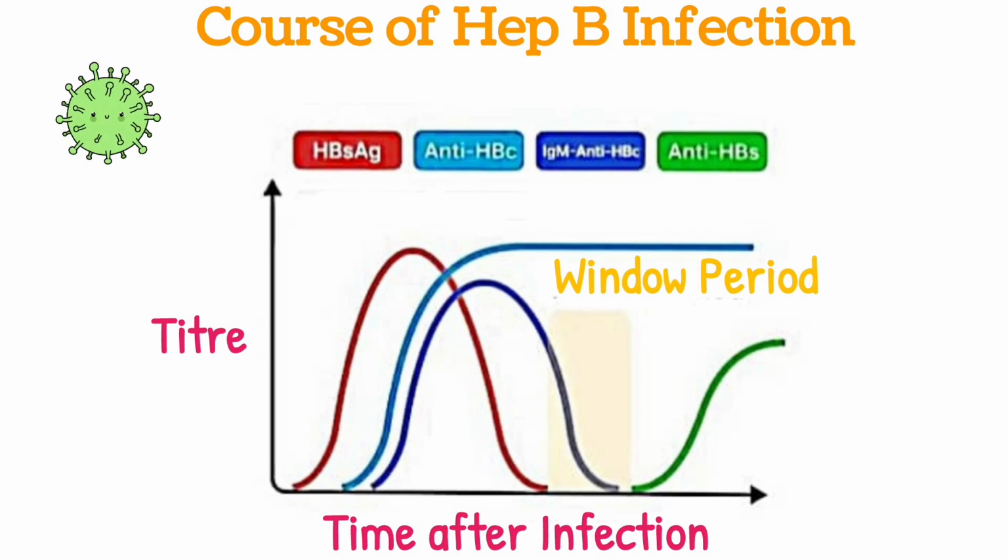In conclusion, this graph provides a clear representation of the course of hepatitis B infection, highlighting the different stages and corresponding serological markers. By understanding the patterns of serological markers in relation to the time elapsed since infection, healthcare professionals can accurately diagnose and manage hepatitis B infections.